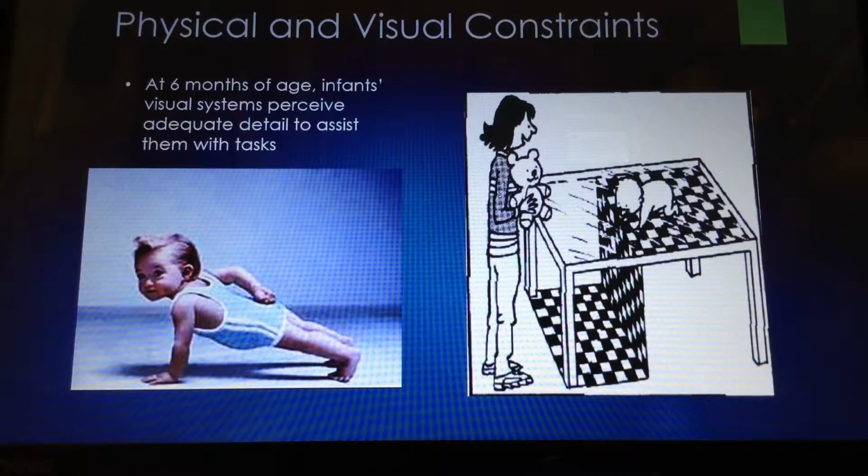At 6 months of age, infants' visual systems perceive adequate detail to assist them with tasks. Evidence has also demonstrated that infants have functioning depth perception by as early as 1 month. A study of babies between 9 and 14 months old showed they would not step onto a piece of glass covering a perceived cliff, even when being beckoned by their mothers from the other side.